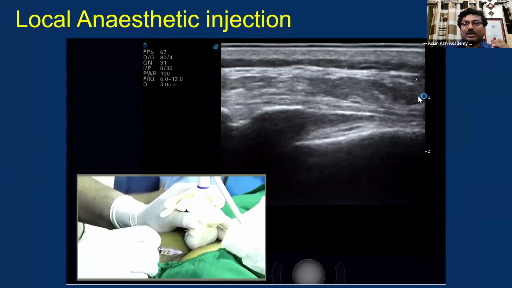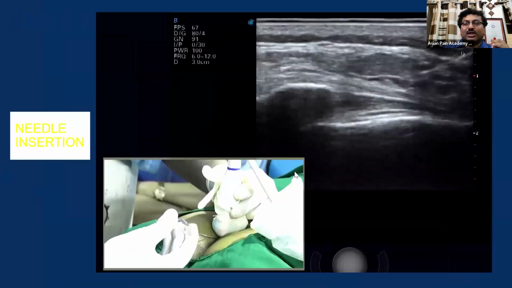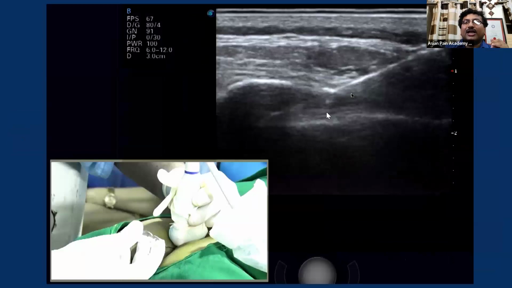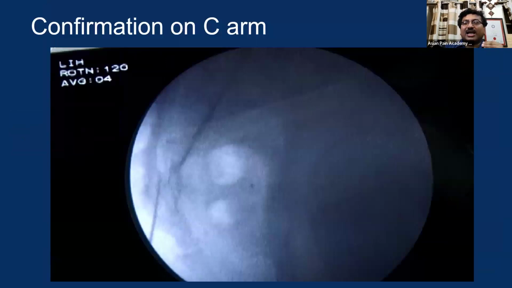So you first give a local anesthetic in the skin and subcutaneous tissue, and then you put the epidural needle. Here we are putting the epidural needle, and it will enter crossing this sacrococcygeal ligament. Once you are inside, either you give the drug here, or if you're using a hybrid technique, you can put the needle up to the lower level of S2 with the view that we are seeing under fluoroscope.